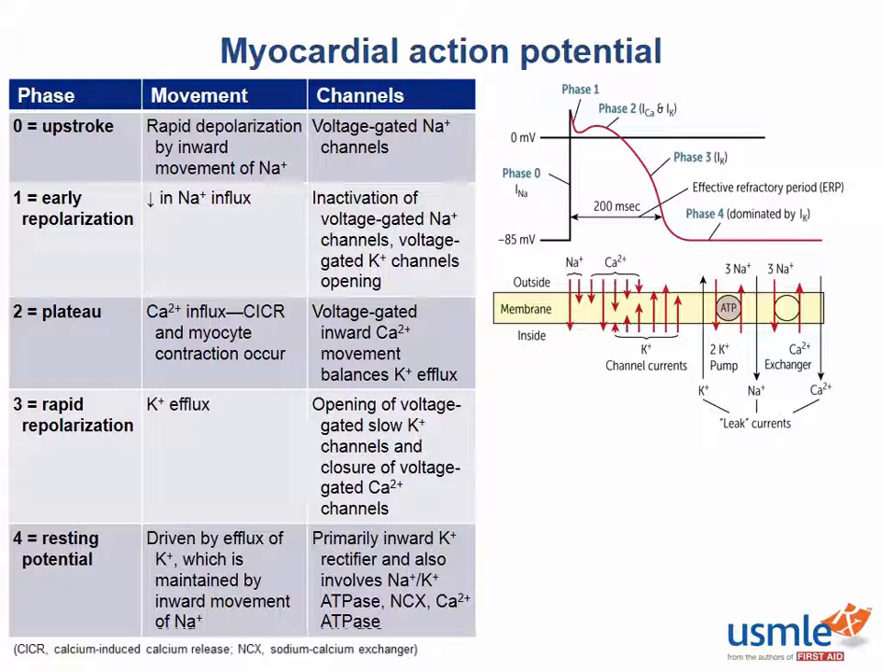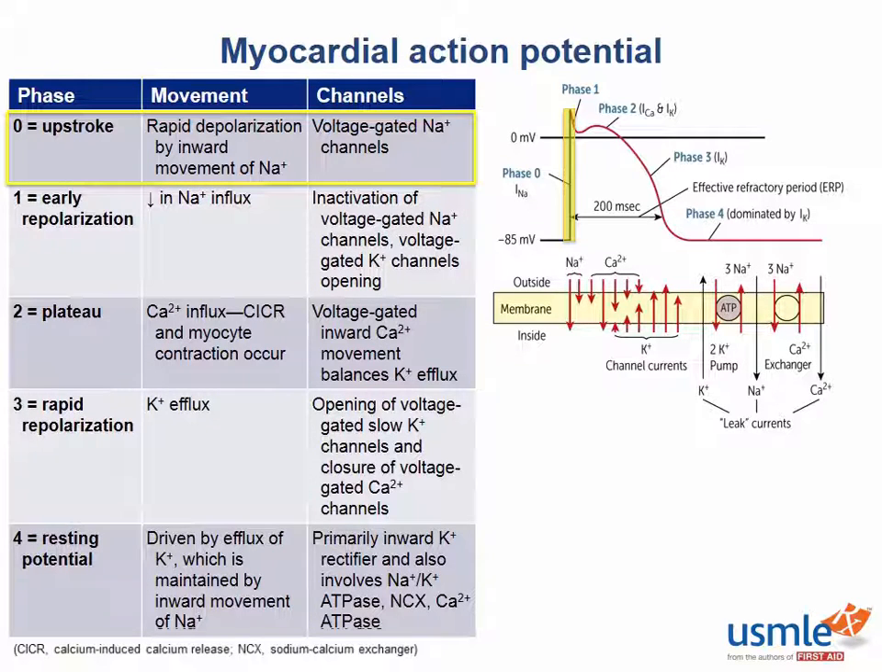That's really the key here: each phase represents a change in membrane potential throughout the action potential that is ultimately caused by some sort of movement of electrolytes through some channel in the cell membrane, which results in a change in the membrane potential. So let's go through each of these phases one by one.